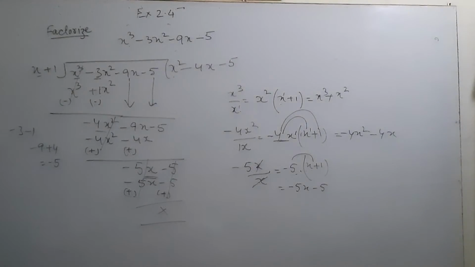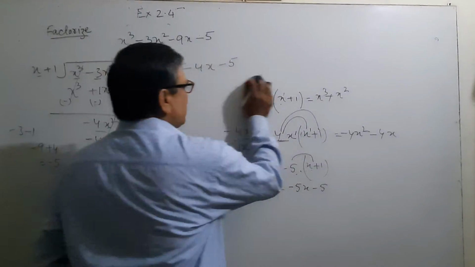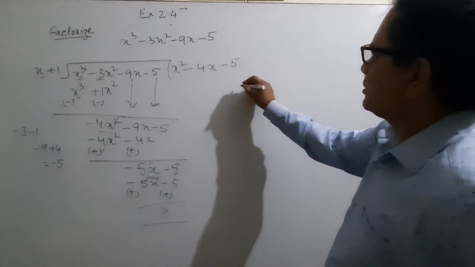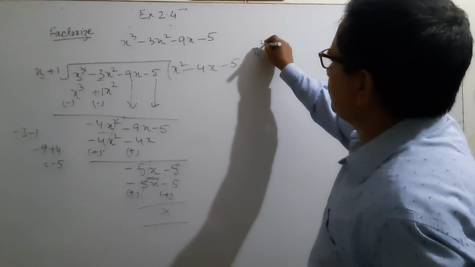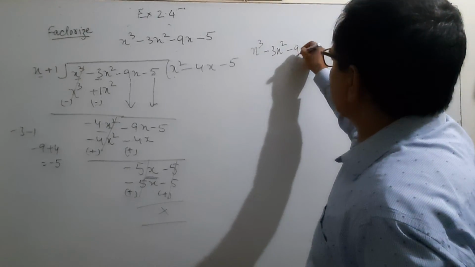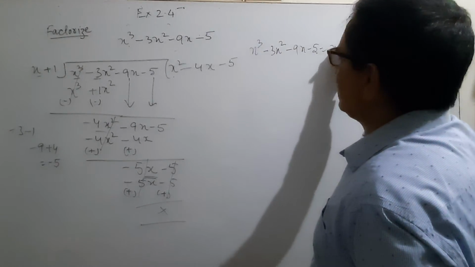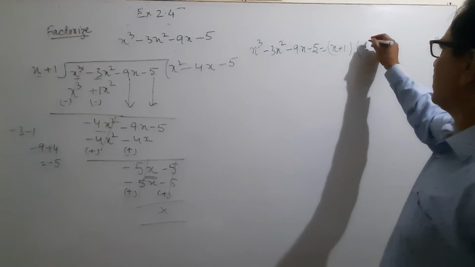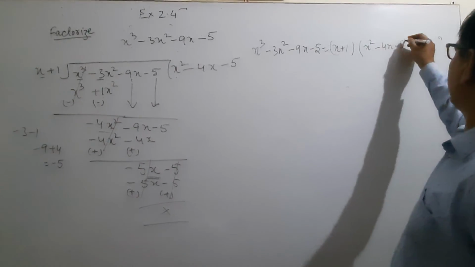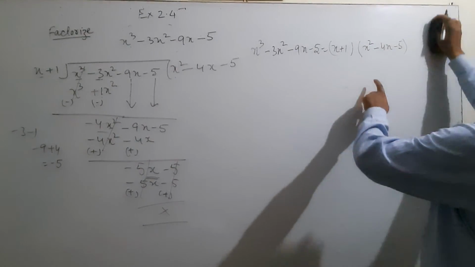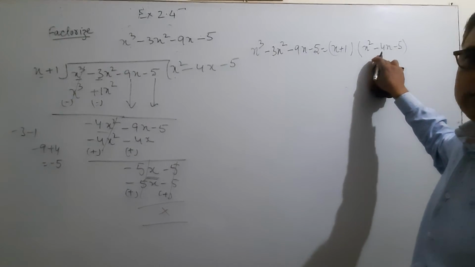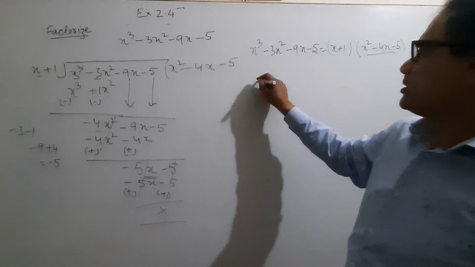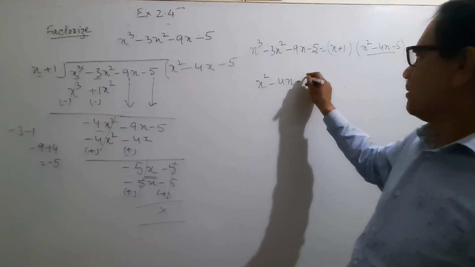If x plus 1 is a factor of this, then now we have to find all the factors. It means x cube minus 3x square minus 9x minus 5 equals x plus 1, divisor, multiplied by quotient, x square minus 4x minus 5. Now this is linear, this is cubic, sorry, quadratic. It is linear, it is quadratic. Now you have to factorize it. x square minus 4x minus 5.